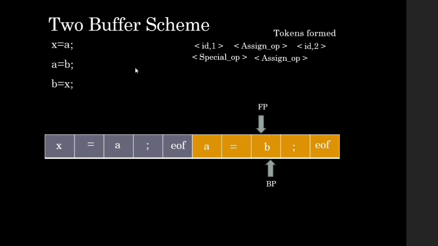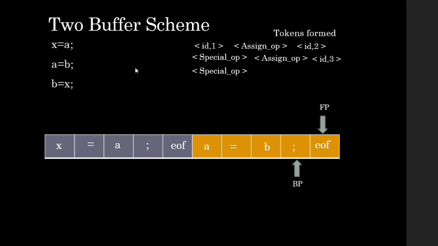Now advance forward pointer one step ahead. Now you can see that B is not connected with semicolon because B and semicolon are two different lexemes. Now since B is a new token, it will be created as ID3. Now beginning pointer will be moving to semicolon. Now we advance forward pointer one step ahead. Now forward pointer goes to EOF. Once it goes to EOF, semicolon points to a special operator.